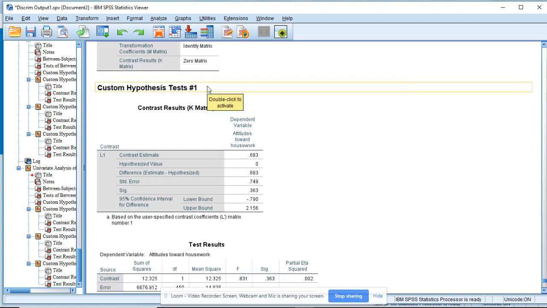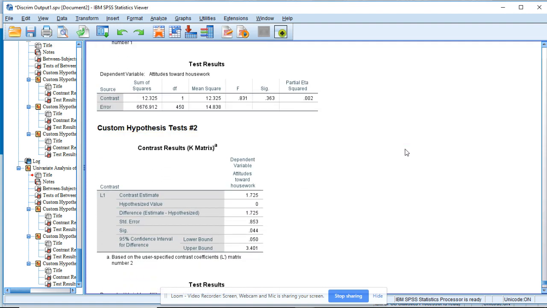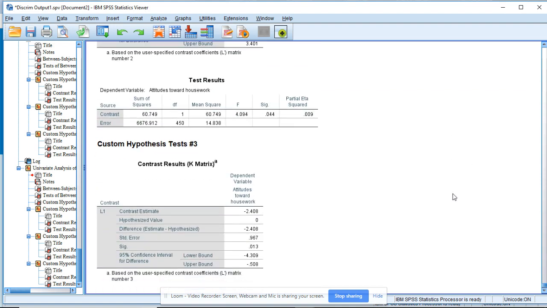For every single one of these, custom hypothesis test 1 is for the working women group, custom hypothesis test 2 is for the satisfied housewives, and custom hypothesis 3 is for the dissatisfied housewives. So every time you look at that and compare it with the table that they have in the book, you're going to see the effect sizes. That's what we're looking for here.